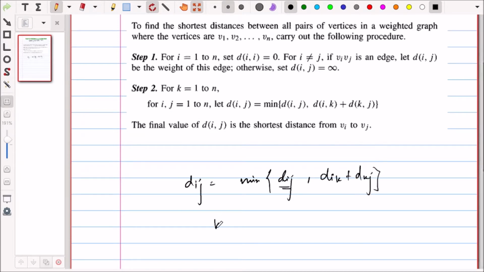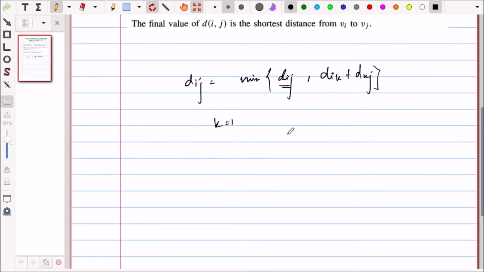Okay, so if k is equal to 1 and we want to find d13, then it will be the minimum of the previous d13, that is from the last matrix, and d11 plus d13, because we are taking k equal to 1. We add these two and check which is the minimum, and we take the minimum value as the new d13 at k equal to 1.